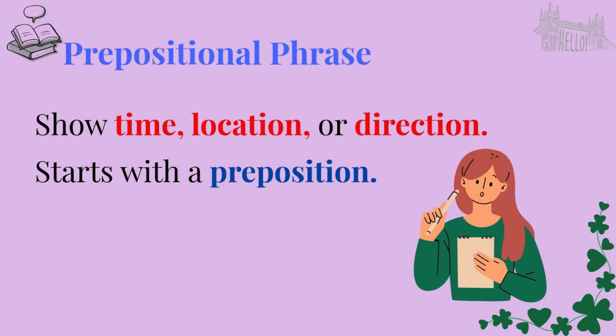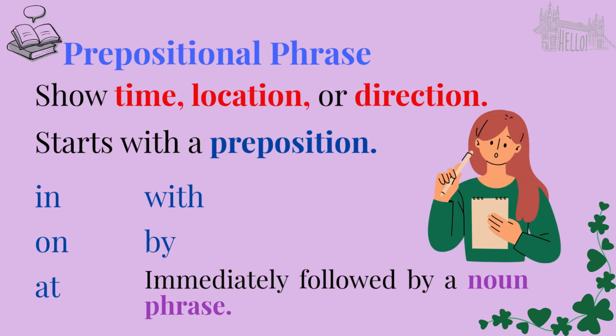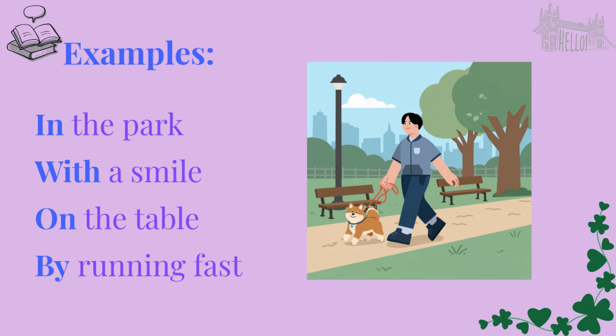Finally, we have the prepositional phrase. These are fantastic for showing time, location, or direction. A prepositional phrase always starts with a preposition like in, on, at, with, by, and is immediately followed by a noun phrase. For example: in the park, with a smile, on the table, by running fast.